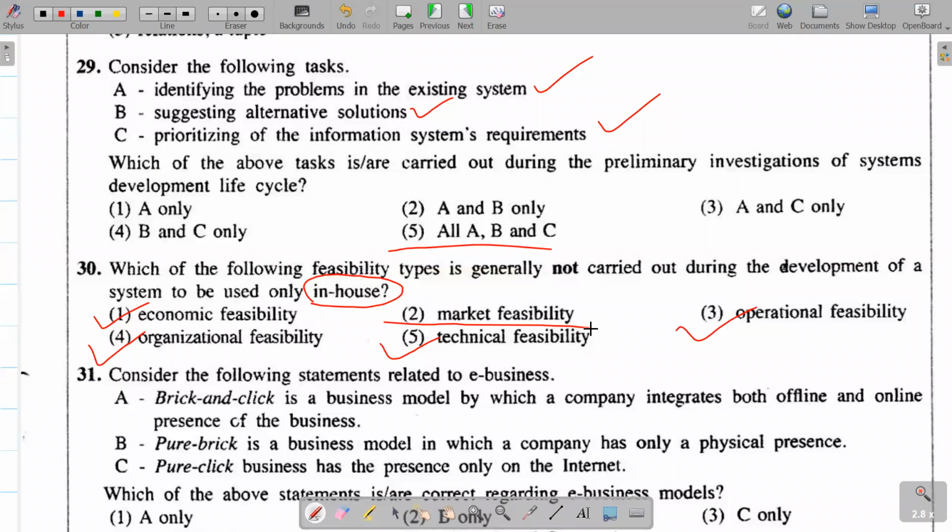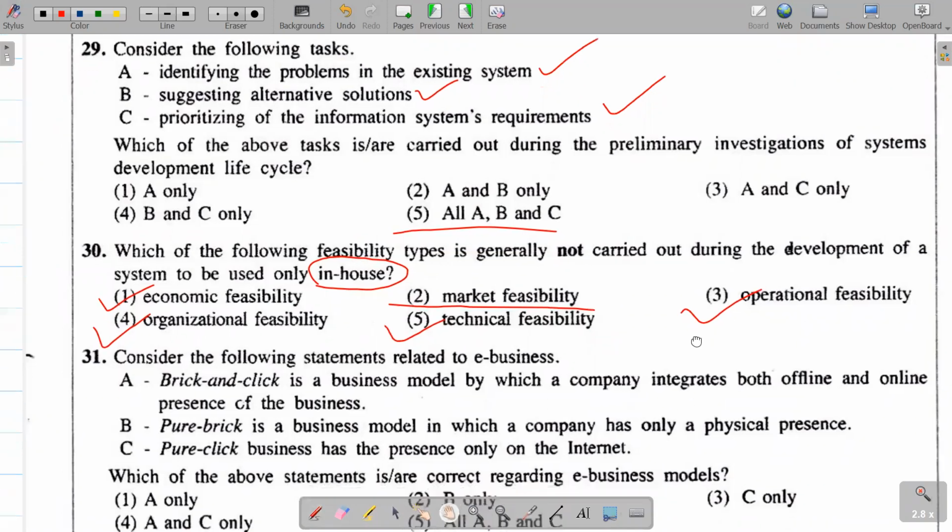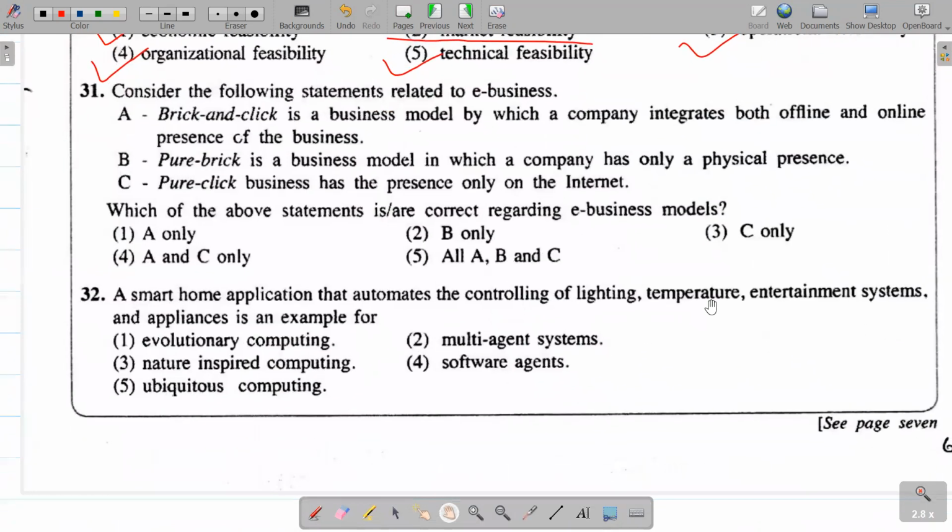Okay, 31st. Consider the following statements related to e-business. Brick and click is a business model by which a company integrates both offline and online presence of the business. Correct. Brick කියන්නේ offline, click කියන්නේ online. එතකොට pure brick කියන්නේ purely offline, pure click කියන්නේ purely online. brick and click කියන්නේ offline online දෙකේම presence තියෙනවා, physically shop එකකුත් තියෙනවා and we are maintaining a website or any particular online system. Pure brick is a business model in which company has only a physical presence. Yes, that is correct as well. Pure click business has the presence only on the internet. Yeah, it seems to be correct.